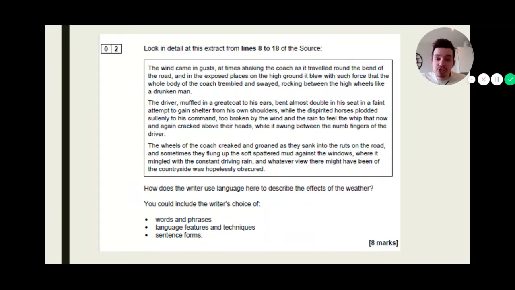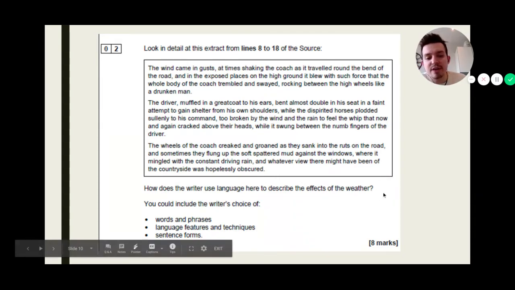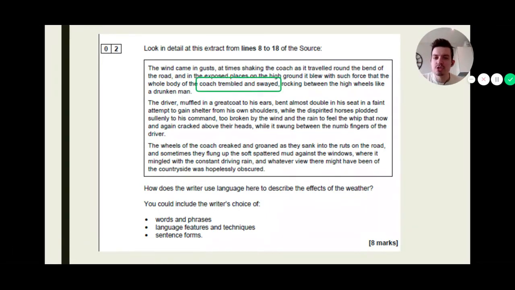So what we're now going to do is I'm going to show you how you should and you should not be looking at your analysis for this. So if we're looking at the effects of the weather, I picked out the phrase, the coach trembled and swayed. Well done if you managed to pick that one out. Now, with this, we need to be thinking about if we know any techniques associated with it, fantastic, but ultimately that's not the most important thing. What's more important is what are the effects of these particular words? Why are the words trembled and swayed particularly useful language?